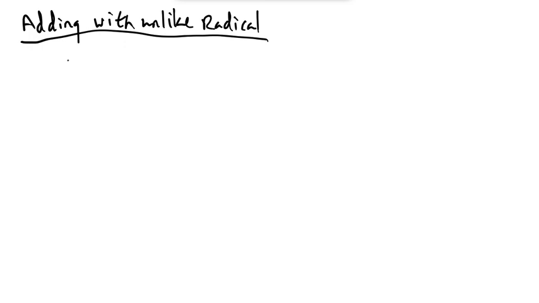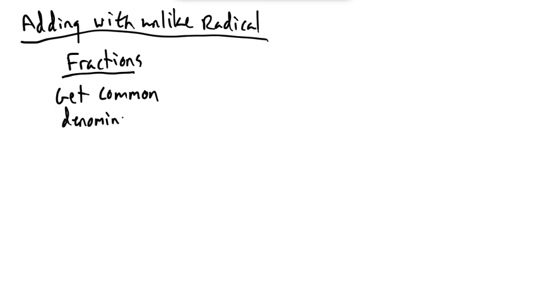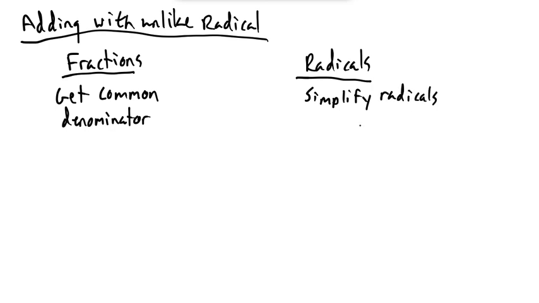Let's think back to fractions again. What did we do when we were adding and we didn't have like denominators? Well, we needed to get the common denominator. We multiplied both sides until we ended up with the same number on the top and bottom. With radicals, we're going to do the same thing. We're going to simplify the radicals, or we're going to get new radicals that are hopefully alike.